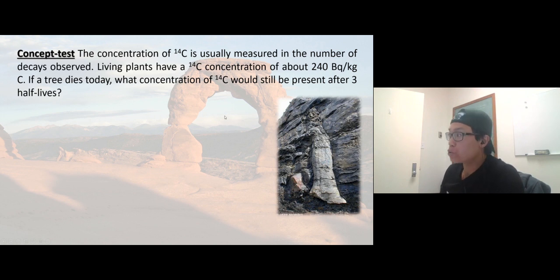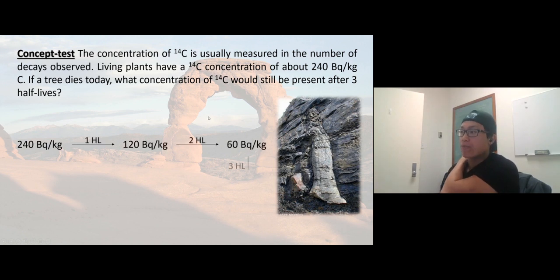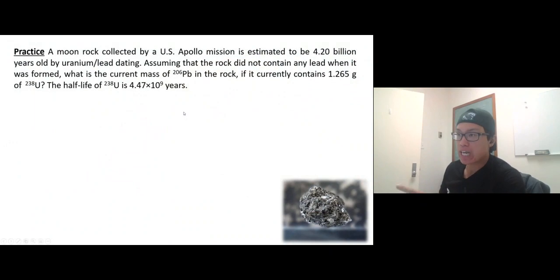Well, there's no calculation here. Do 3 half-lives, right? So start with 240. After 1 half-life, we go down to 120. Another half-life to 60, and another half-life to 30. That's it. Easy there. All right, one more. Again, do it by yourself first and check with me.